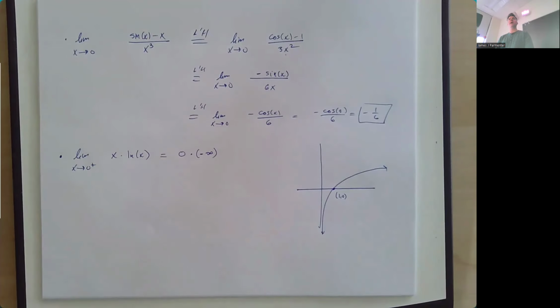Now, don't get confused by this. I don't really have 0 times infinity or negative infinity. I have a really small number, a number that's really, really close to 0, multiplied by a really, really negatively large number. And the question here is kind of which thing wins? Is the thing that's getting really, really small going to overpower the thing that's getting really, really big, or vice versa?